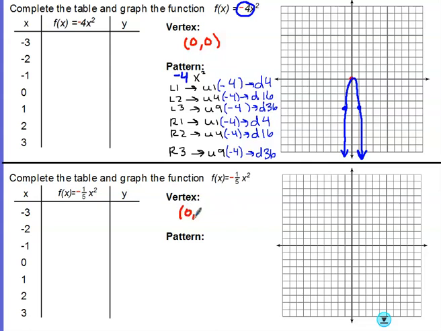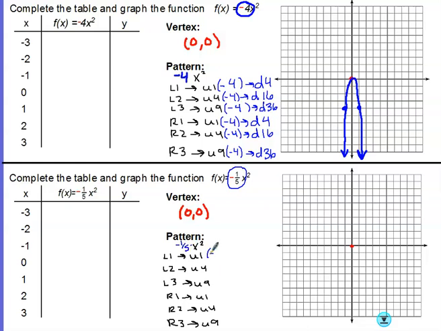Our vertex should still be 0, 0. My pattern is going to boil down to x squared. We ignore the multiplication and create our pattern. Left 1, up 1, left 2, up 4, left 3, up 9, right 1, up 1, right 2, up 4, and right 3, up 9. And then we are multiplying by a negative 1 over 5.